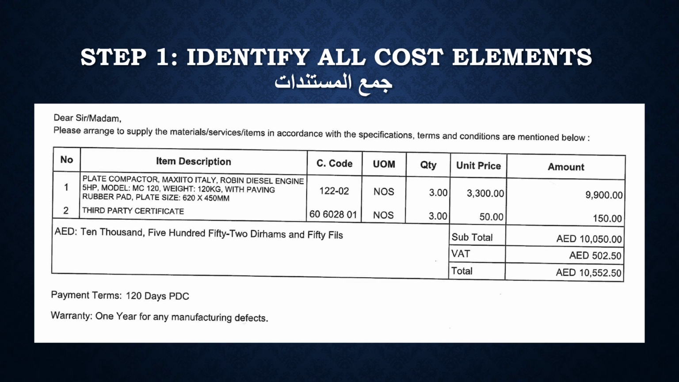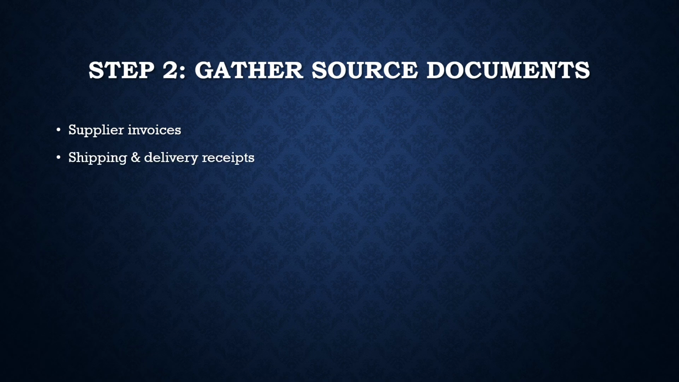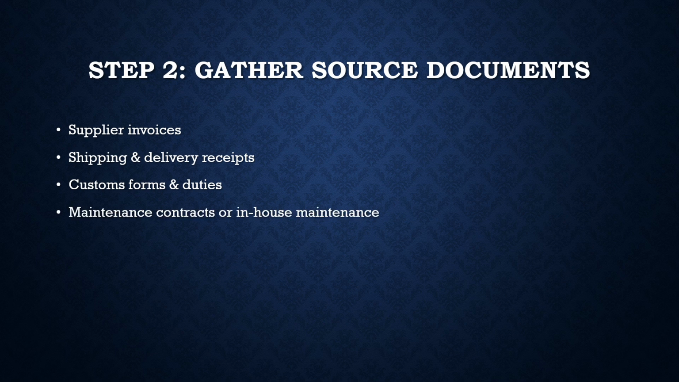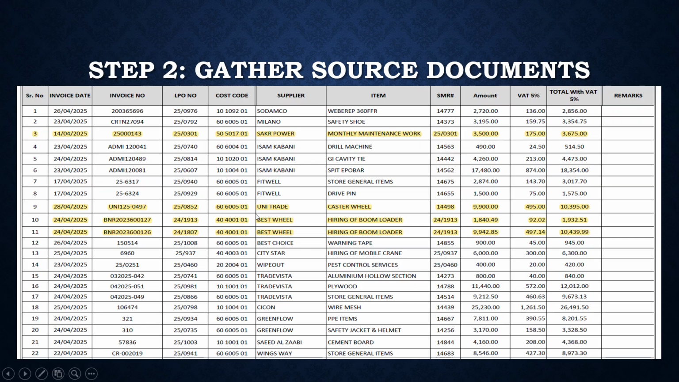After identifying all cost elements, the next step is to gather the source documents that reflect the actual expenditures. This includes supplier invoices, shipping and delivery receipts, customs forms and duties, as well as maintenance contracts or in-house maintenance records, which is the invoice register. Here, we can see all the details of the actual expenditures: the invoice date, invoice number, LPO number, cost code, supplier, and the item description.